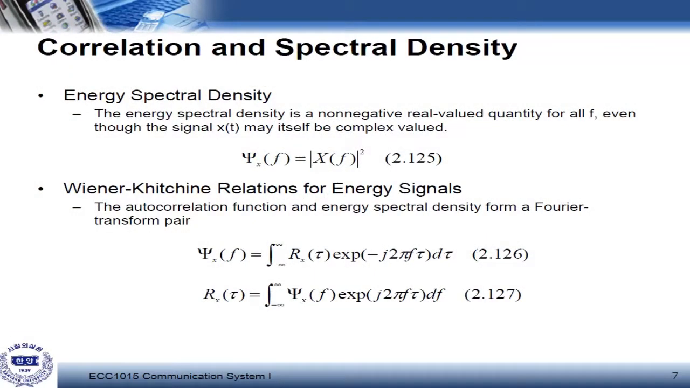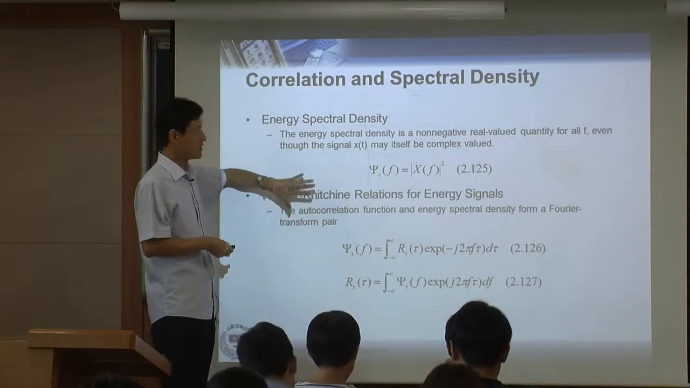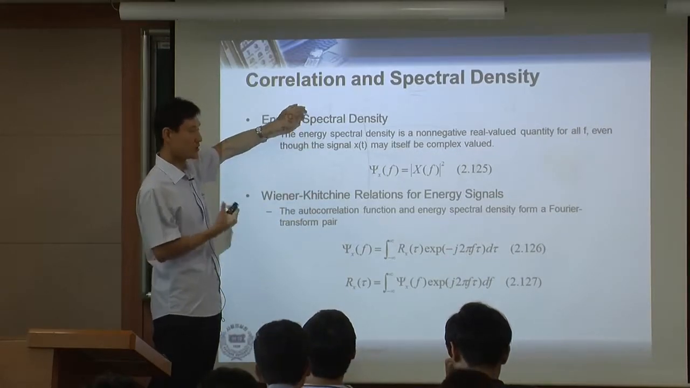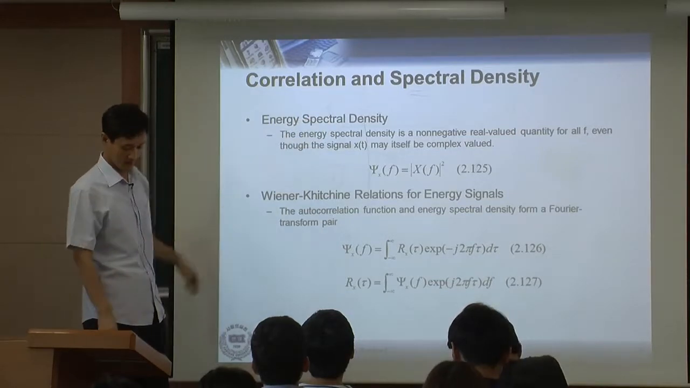Okay, today, the first thing we want to discuss is the energy spectral density and power spectral density. Simply speaking, energy spectral density is related to the energy signal, and power spectral density is regarding the power signal. We just discussed the energy signal and power signal. So what we want to understand is spectral density. What is a spectral density?